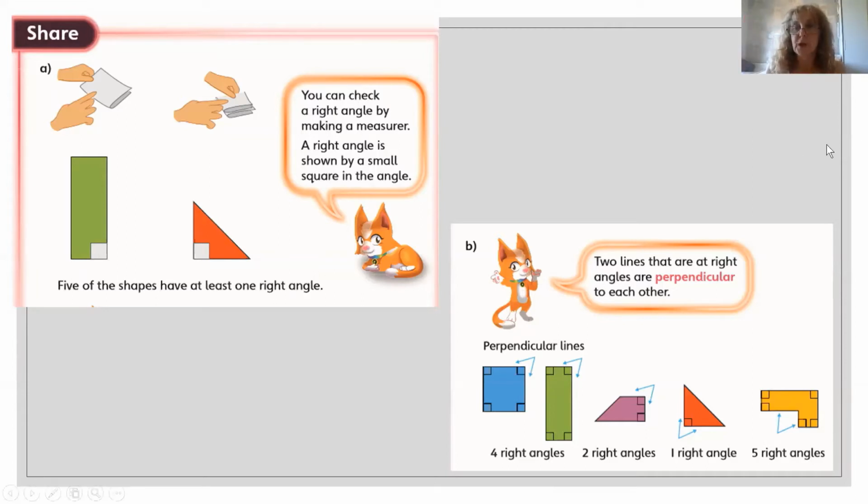So 2 lines that make a right angle are perpendicular lines. Can we say that word? It's quite a hard one, isn't it? Perpendicular. So it's got to be 2 lines, but they've got to meet at the right angle. Right, so they've got to both come together to form a right angle. So perpendicular lines are there, there, there, there, and there. Can you see them? Where they're actually meeting to make that right angle. So we've got to remember that word, perpendicular.